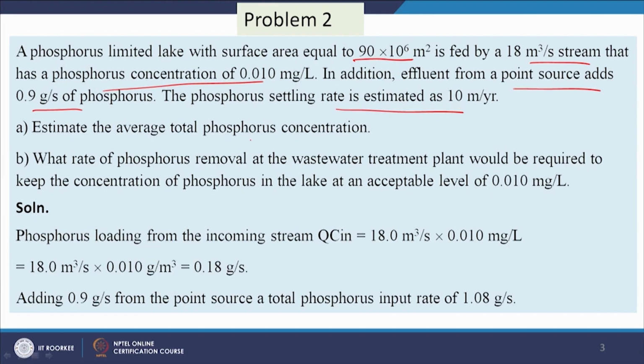Estimate the average total phosphorus concentration, that is question 1 A. And B part: what rate of phosphorus removal at the wastewater treatment plant would be required to keep the concentration of phosphorus in the lake at an acceptable level of 0.010 mg per liter. So, the problem is like this.